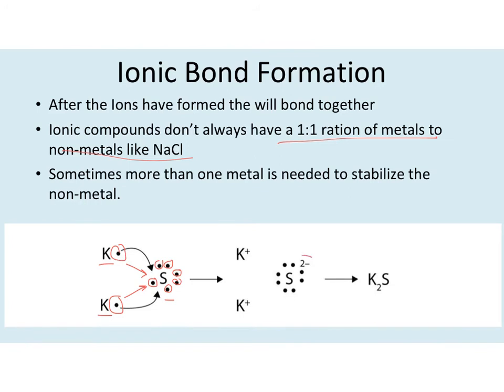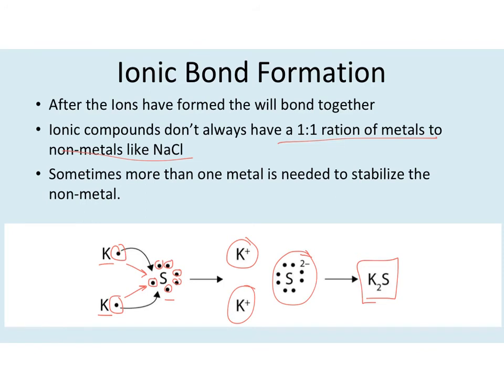and then when they do that, this one becomes a positive ion, and this a negative ion. In order to actually make this compound work, you actually need 2 potassiums and 1 sulfur.